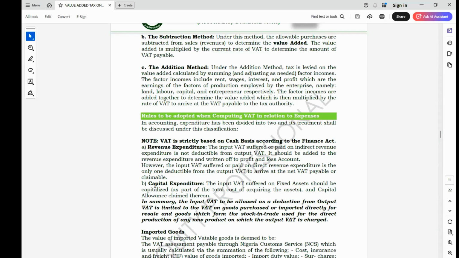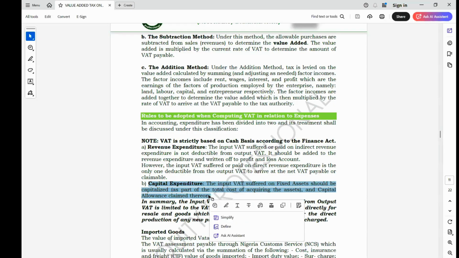So please let us take note. Any capital expenditure, any VAT on capital expenditure is not going to be deducted from our output VAT when we are calculating your value-added tax. Such an amount will be capitalized when you are computing your value-added tax. So that is for capital expenditure.